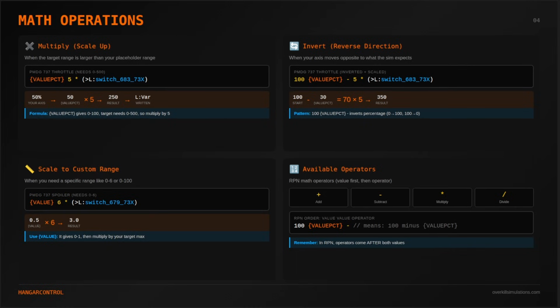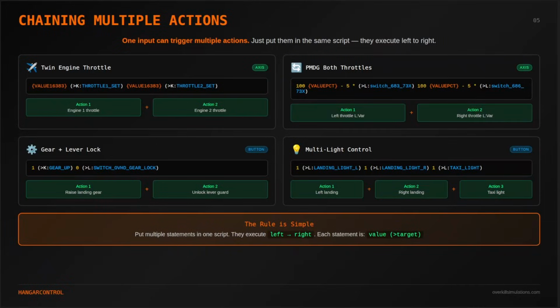Remember, in RPN, operators come after both values. So 100 minus value percent is written as 100 value percent, then your minus sign. Takes some getting used to, but it is consistent across all commands.